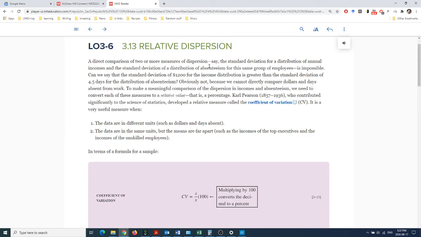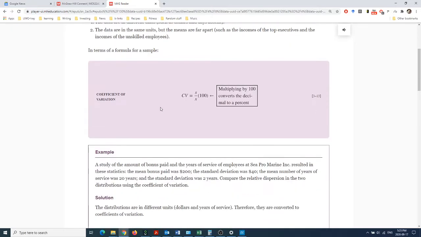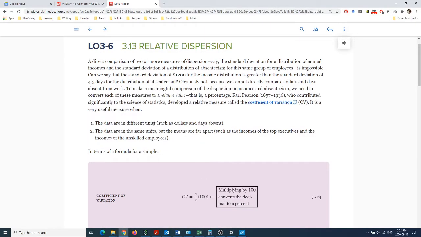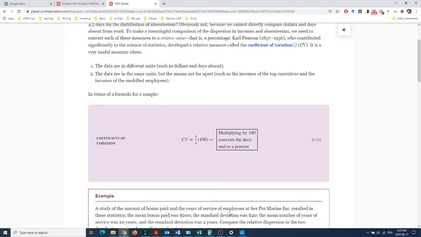The next thing is the idea of relative dispersion rather than absolute dispersion. When we talked about absolute dispersion, we primarily focused on standard deviation and variance. We also talked about mean absolute deviation and range, but whenever you have different units of standard deviation, it's hard to compare.